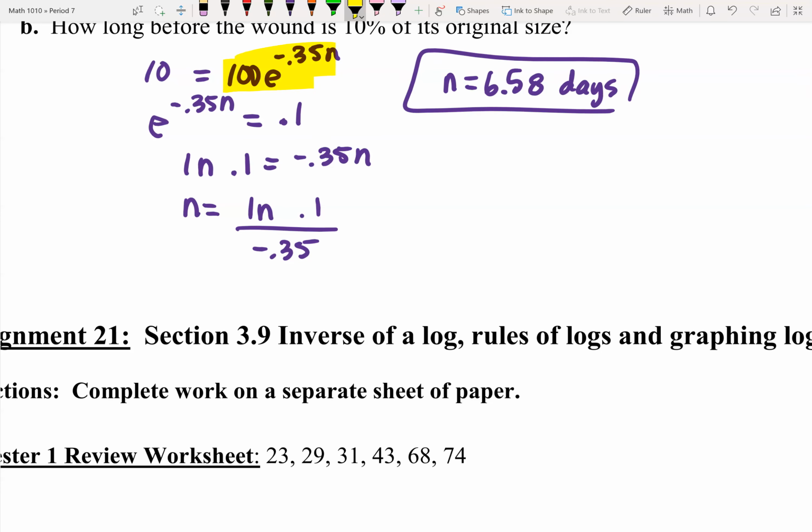Let's go back through checking. Here's where you put it in to check. So everybody hit store, enter. Then go 100, second, ln, negative 0.35, mem bar, enter, mem bar, enter, close it, enter, 10. Boy, that was perfect. 10 equals 10.